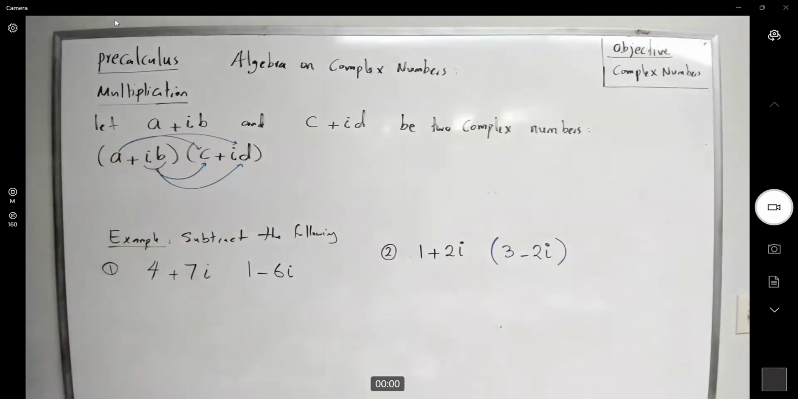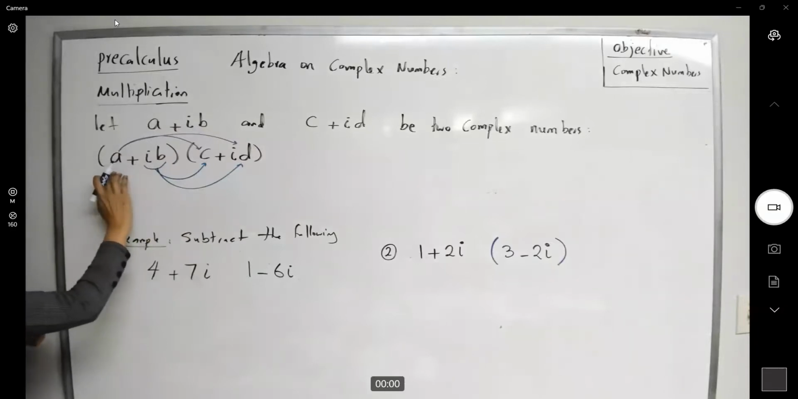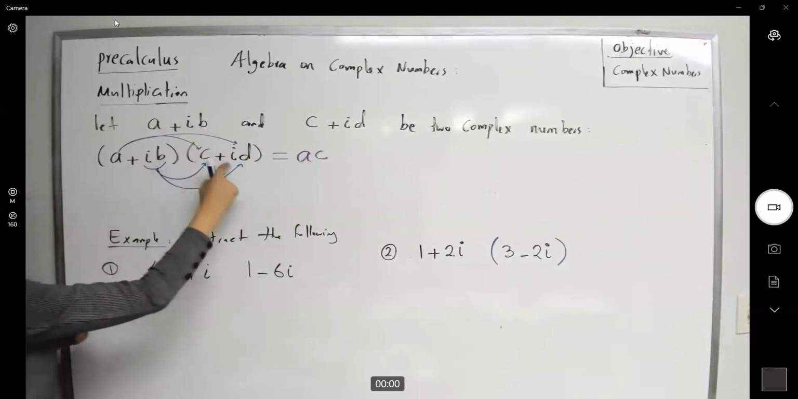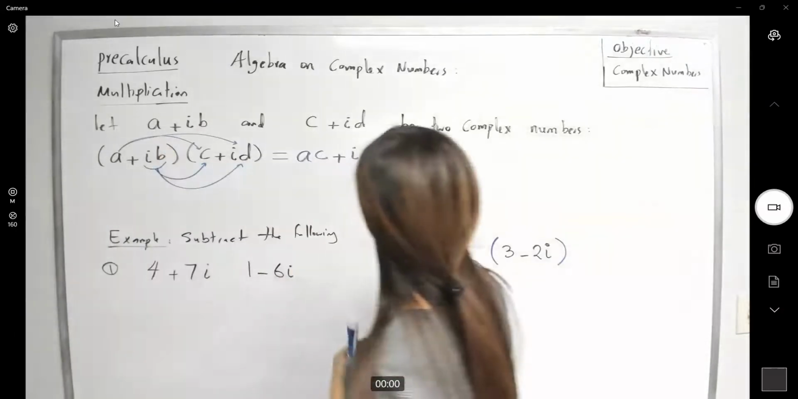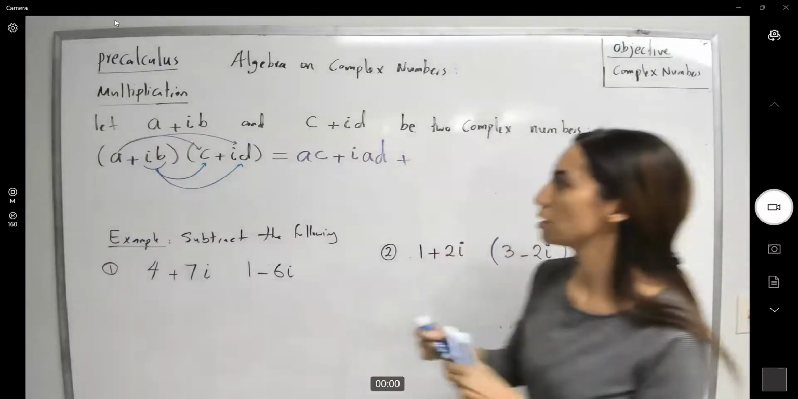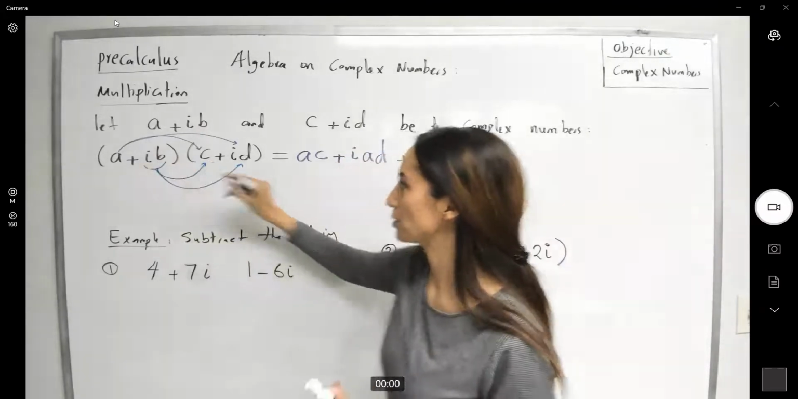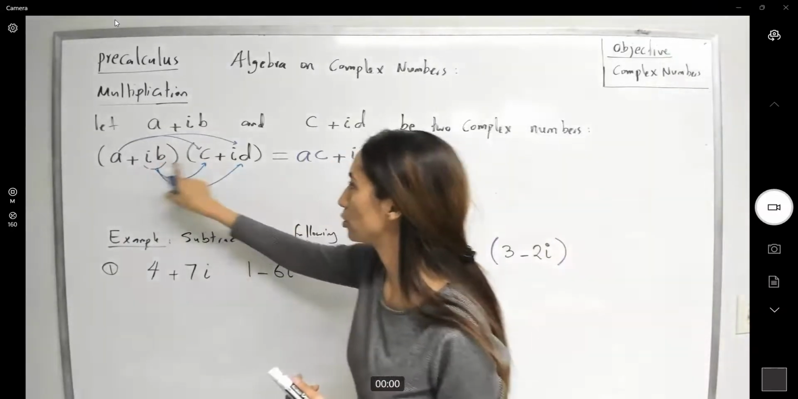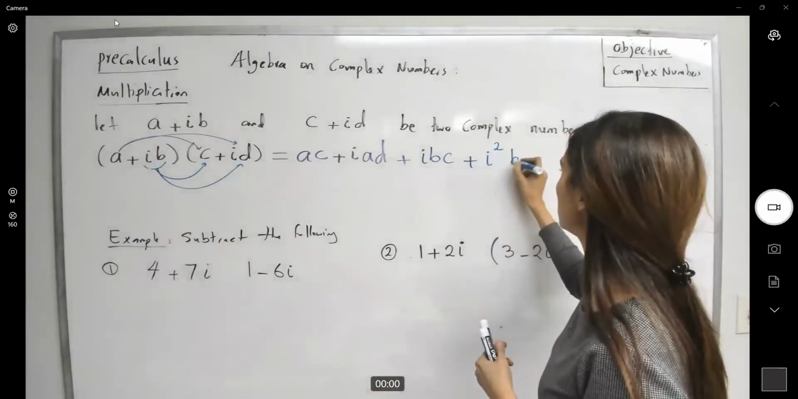Okay, let's see what we have. I'm going to use the same color for distributing A into parentheses. We get AC, A times iD, which is plus i AD. Now I'm going to use blue for distributing iB into the second parentheses. iB times C gives us iBC. And I'm going to multiply these two, plus i squared BD.